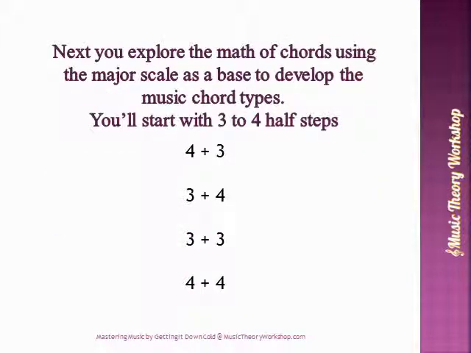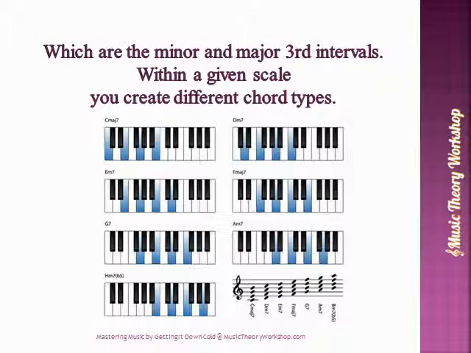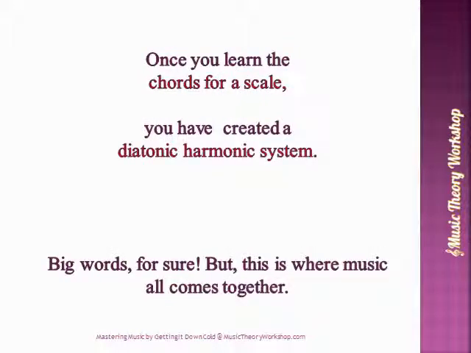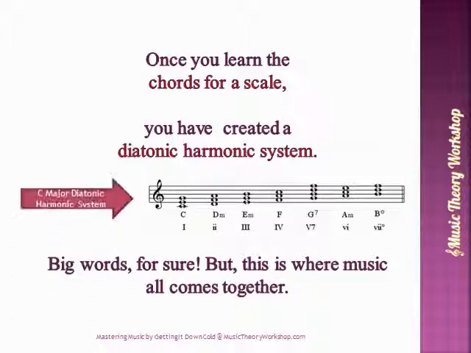Next, you explore the math of chords using the major scale as a base to develop the music chord types. You'll start with 3 to 4 half steps in different combinations to create these chords, which are the major and minor third intervals. Within a given scale, you create different chord types. Once you learn the chords for a scale, you have created a diatonic harmonic system. Of course, these are big words, but this is where music all comes together.